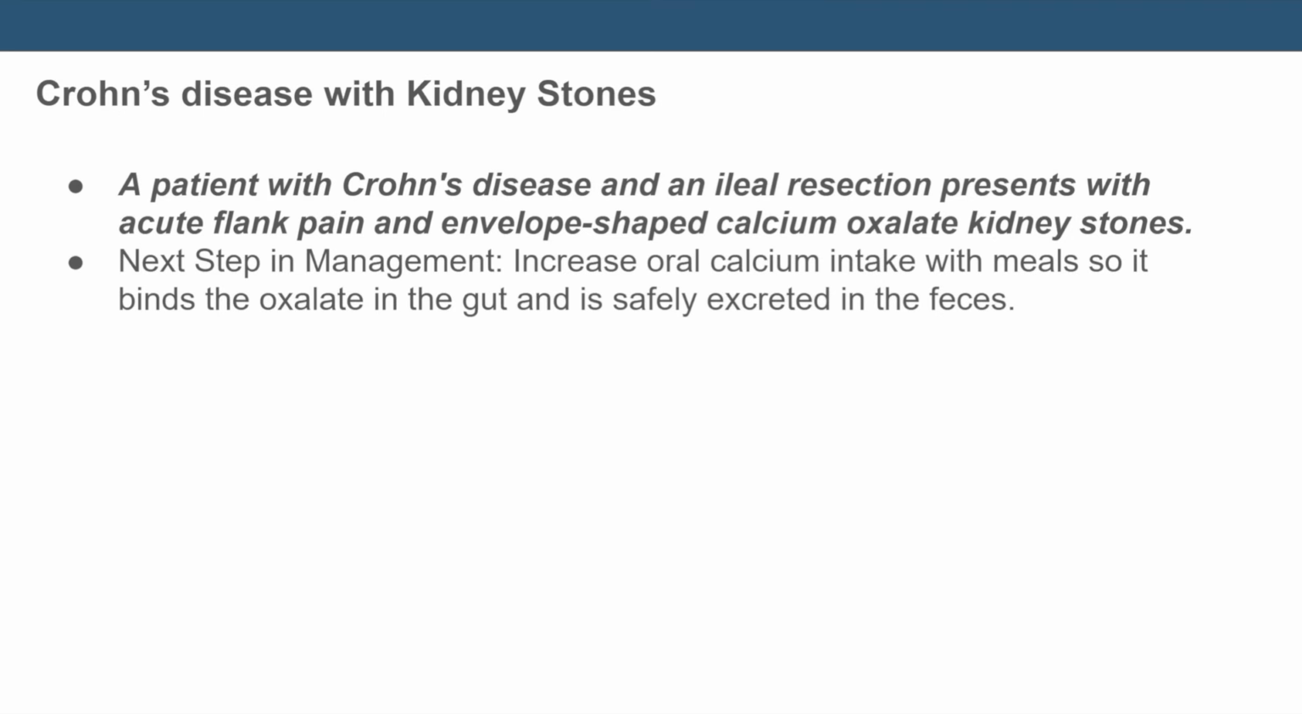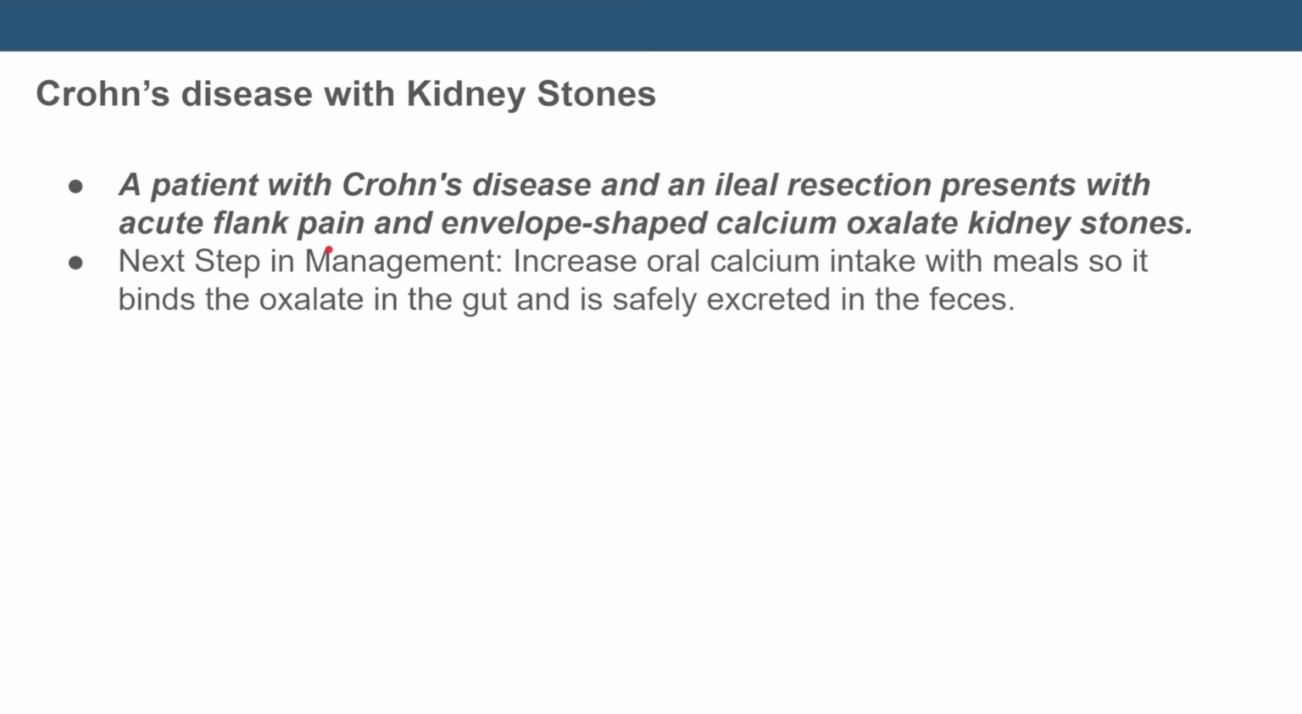The second case scenario is that you should never restrict dietary calcium in Crohn's disease with oxalate stones. Okay, so the examiners love this scenario because it exploits a false sense of logic. You're going to get a patient with a history of Crohn's disease, and they have maybe a previous ileal resection. They're going to present with acute flank pain.